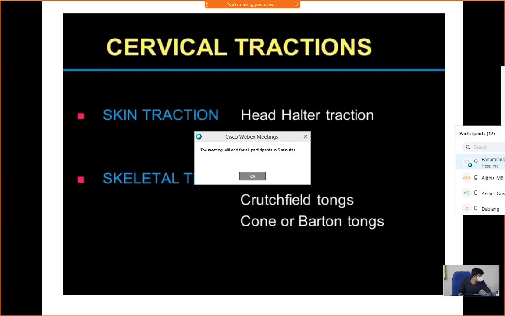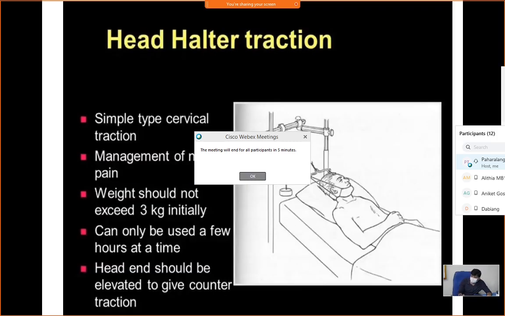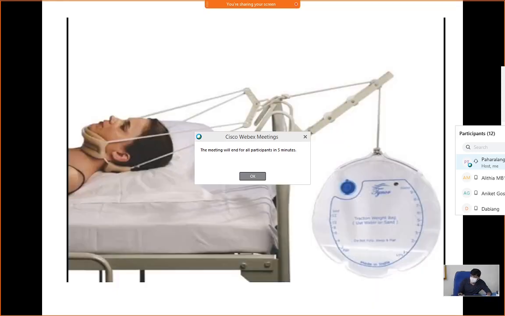Cervical traction. There are two types of cervical traction: skin traction and skeletal traction. Skin traction is called head holder traction. This is non-invasive. You apply a padded strap around below the chin and below the occiput, attach all this with thread, and hang the weight from that thread, and this will apply the traction to the neck.